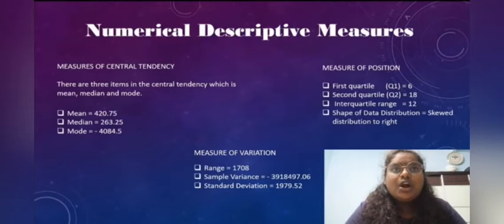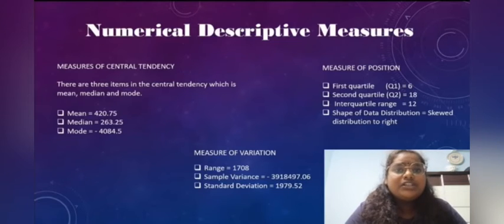The range equals 1708. Sample variation equals negative 3918,497.06. And the standard deviation equals 1979.52. Third is measure of position.